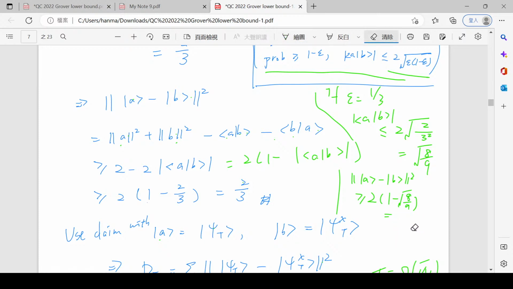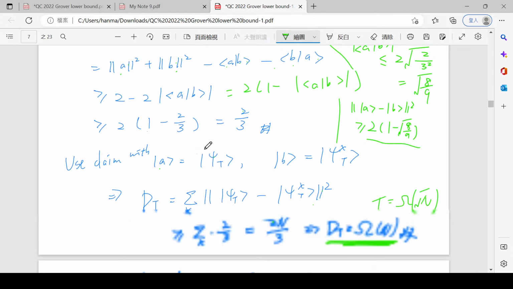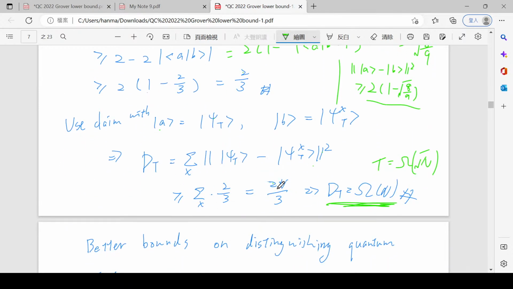And I guess we can Google, but yeah. And then so instead of this 2 over 3, we will have our query count bigger than, let's call this number c, c times n. So that's the proof of the optimality of the Grover algorithm.